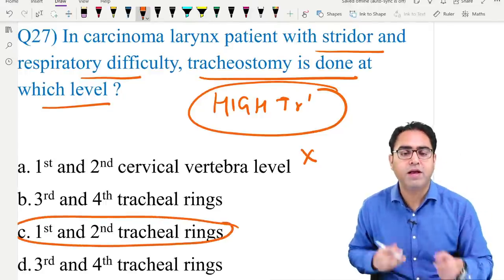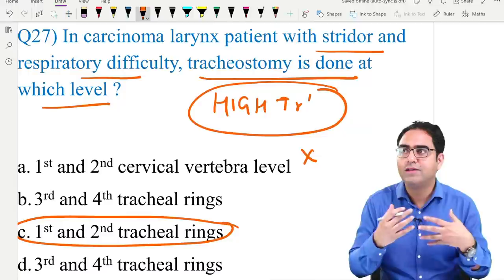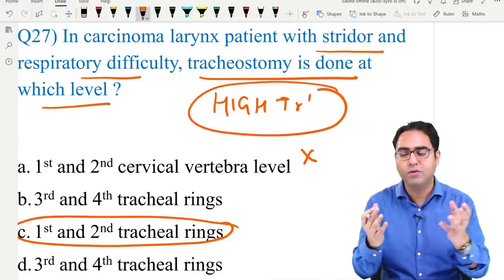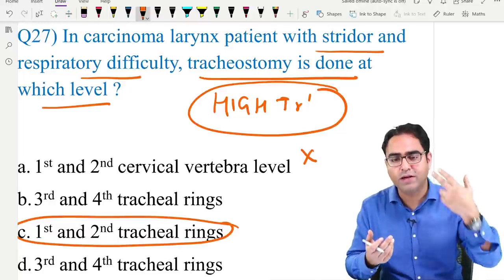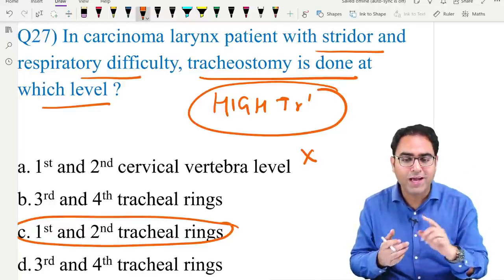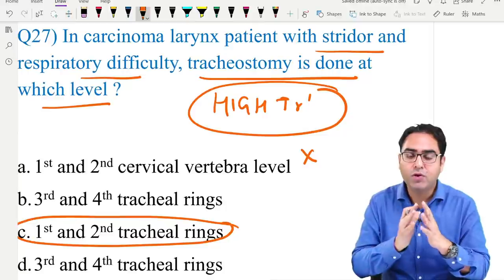Don't mark cervical vertebra in a hurry, beta. They are going to give you certain bouncers over there, first and second vertebral level. Where is the trachea? The trachea starts from C6, beta. Don't mark A, beta. That's why I put this question, beta.